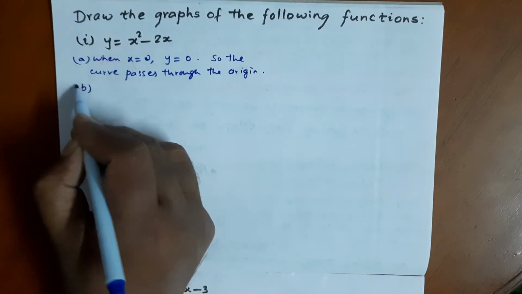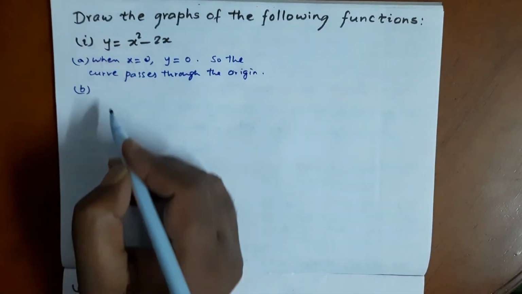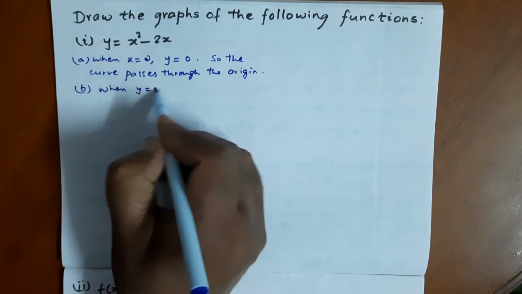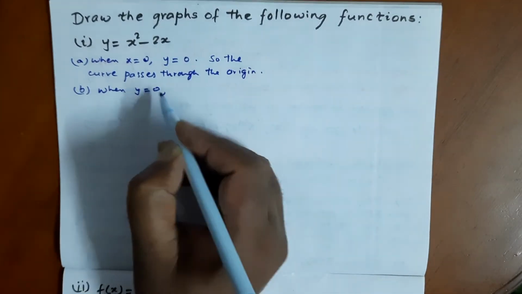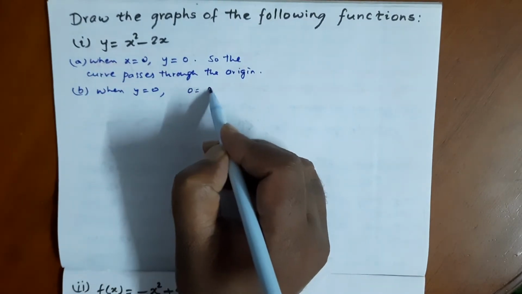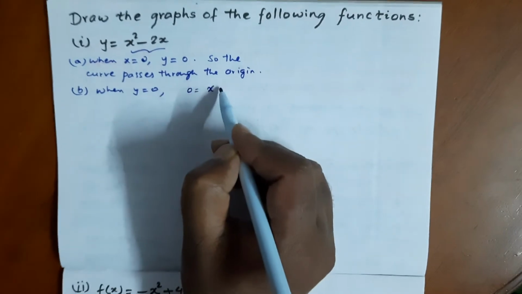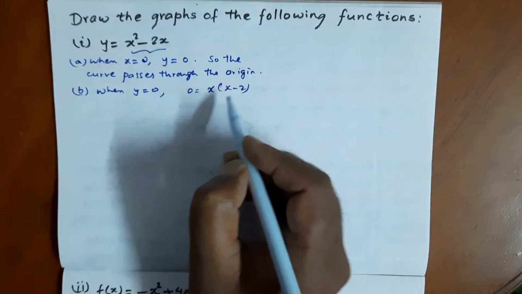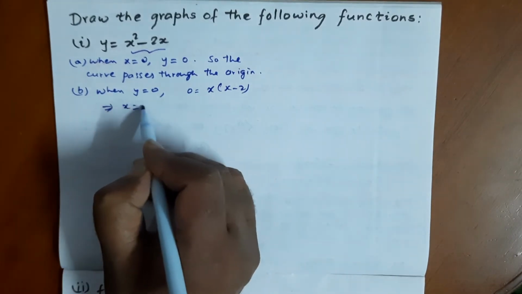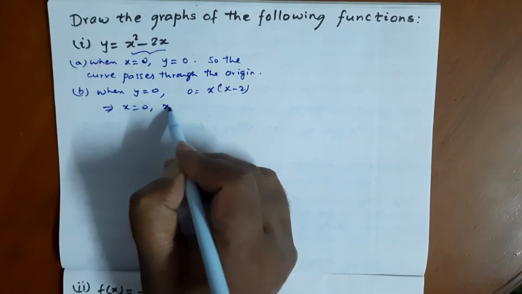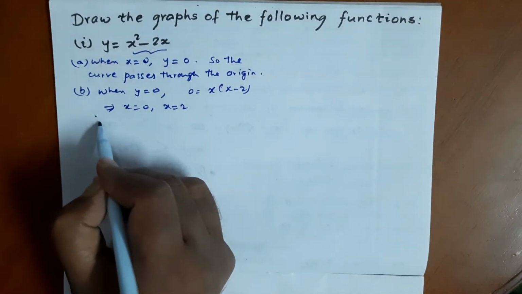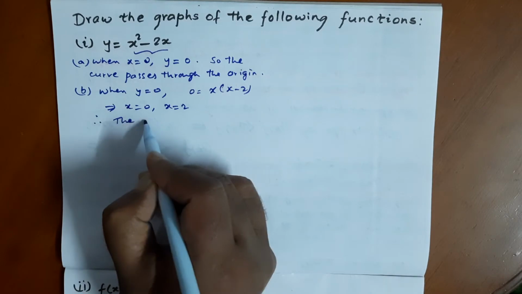Similarly, next, when y equals 0, we have 0 equals x square minus 2x. From these two terms x is common, so you will get x times x minus 2. This implies either x equals 0 or x minus 2 equals 0, that means x equals 2.